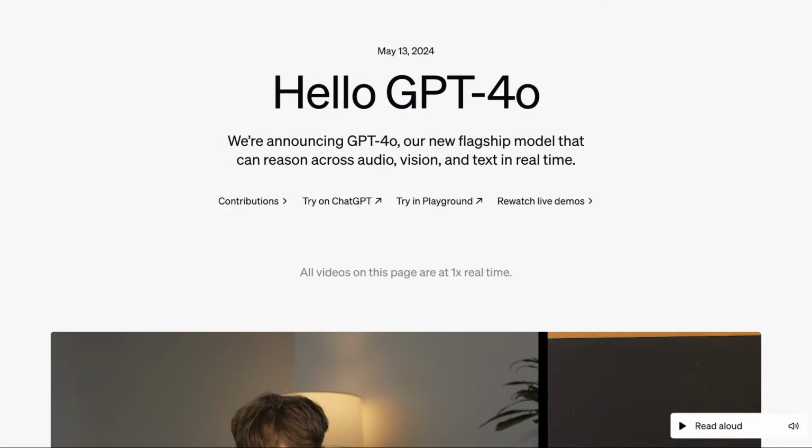OpenAI recently announced their new model GPT-4o. It's a natively multimodal model, and today we're going to be discussing 7 use cases that are opened up by the model's new capabilities. Welcome back to the AI Daily Brief.